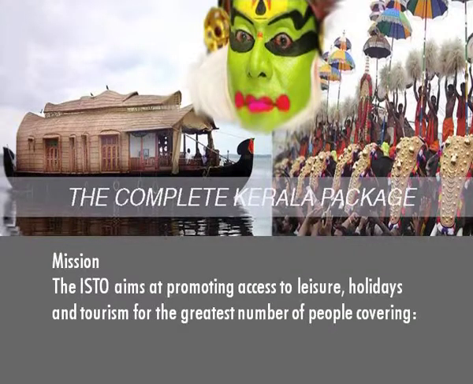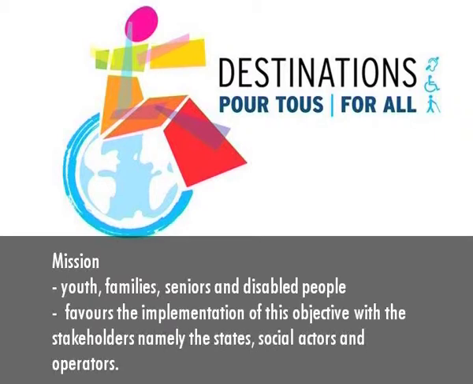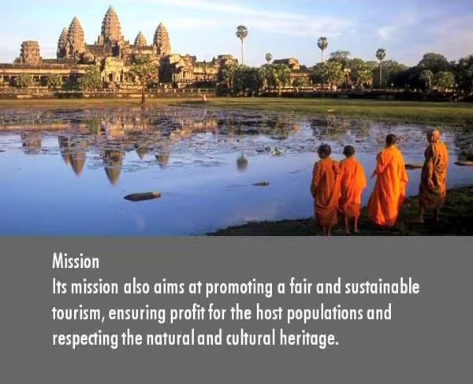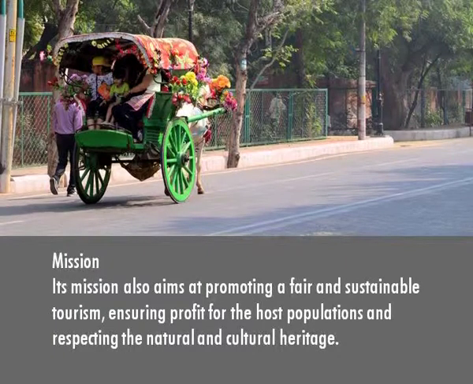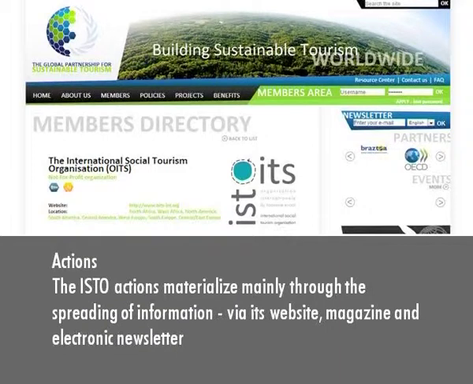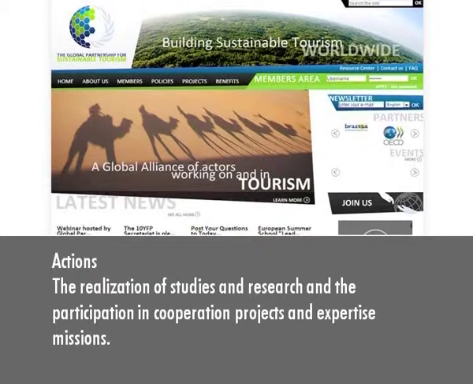Mission. Founded on June 7, 1963, ISTO aims at promoting access to leisure, holidays and tourism for the greatest number of people, youth, families, seniors and disabled people, with the stakeholders sharing this responsibility, namely the states, social actors and operators. Its mission also aims at promoting a fair and sustainable tourism, ensuring profit for the host populations and respecting the natural and cultural heritage. Actions. The ISTO actions materialize mainly through the spreading of information via its website, magazine, and electronic newsletter, the publication of studies and research, and the participation in cooperation projects and expertise missions.